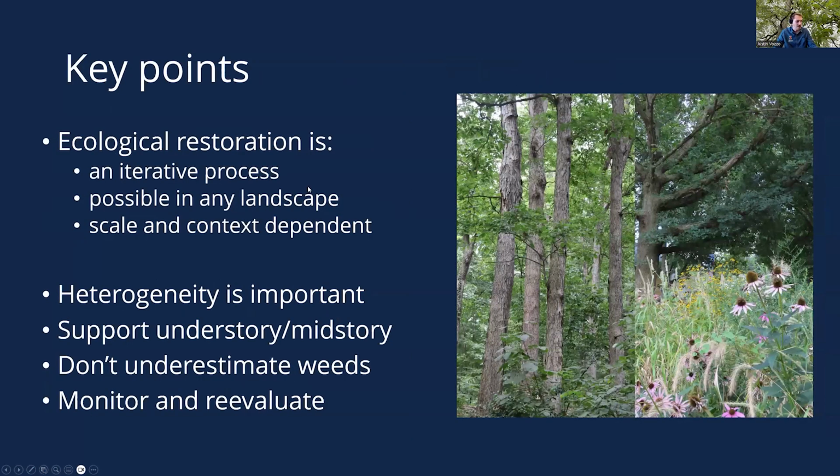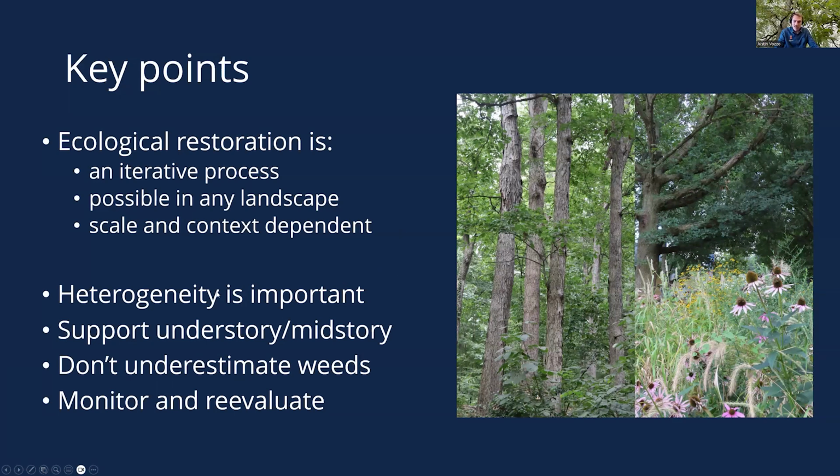I know I'm a little bit short on time here, but I appreciate you guys hanging in with me. Here are some of the key points of this presentation. Restoration again is an iterative process. It's possible on any landscape, no matter the size, but it's definitely scale and context dependent. So depending on if you're working at home or if you're in a wooded area, the concepts are the same, but you might be using different types of management techniques.